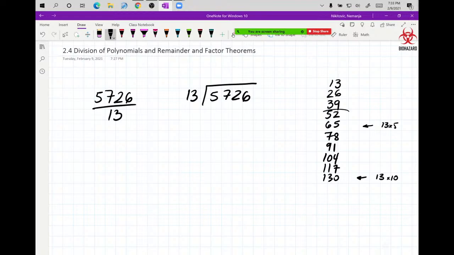So 57, that's a 52, 1, 2, 3, 4, so it goes 4 times. The number is 52. When I subtract, I get a 5, drop down a 2, and I have 52. Oh, that's 4 again. 4 times 13 is again 52. When you subtract, we get 0, and now you drop 6. 13 into 6 doesn't go, so we'll put a big fat 0 over there. So we have 440 so far. And you still have 6, right?